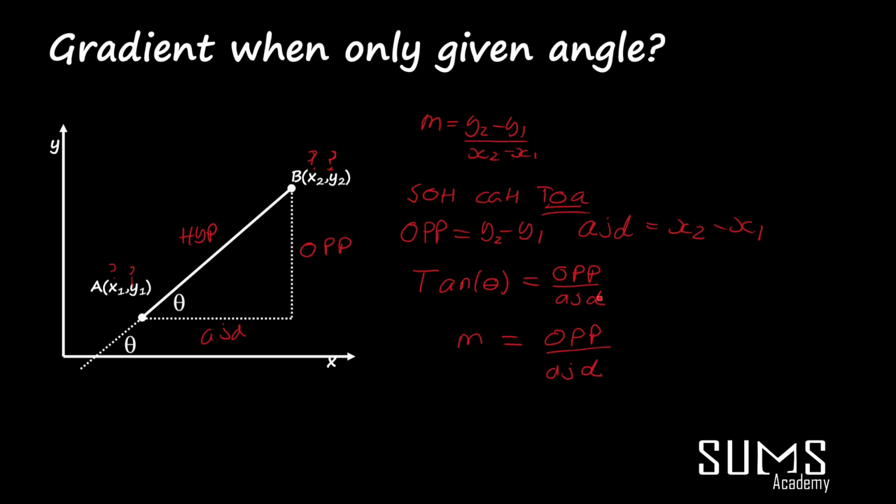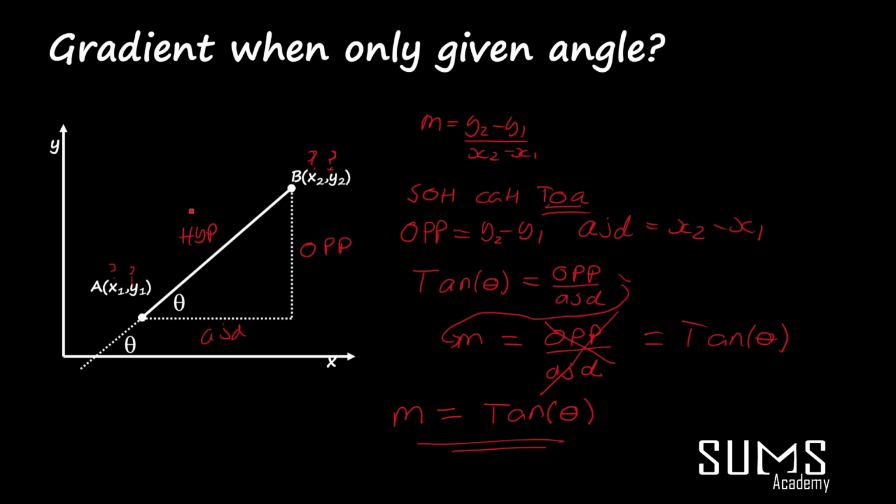And we know from here that this is equal to that. So opposite over adjacent is equal to tan theta. So you can just cancel this middle part out, and then you can say that your gradient is equal to tan of the angle theta that it makes with the x-axis.